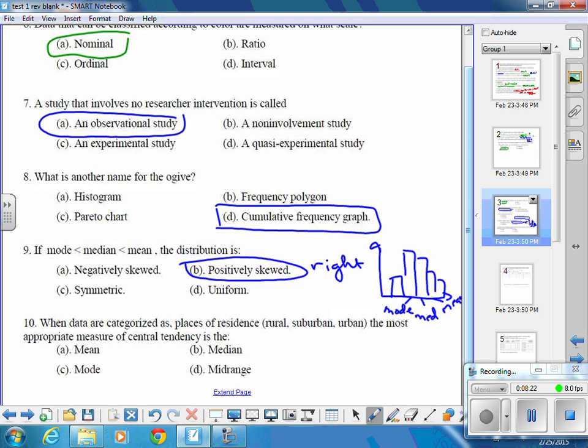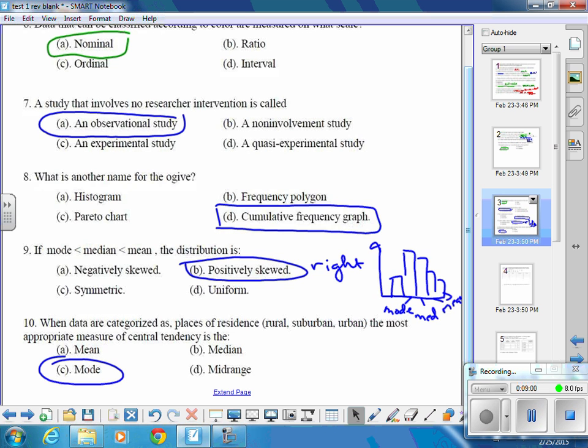The last one says, when data are categorized as places of residence, the most appropriate measure of central tendency is what? Well, here's the thing, rural, suburban, urban. There's no way to rank which one is better than the other. There's no way to really put a number on that. So things like median, which one's in the middle, that's not going to work. The mean's not going to help. Mid-range is not going to help. It's going to be mode. Mode is going to tell us the most popular answer. So the most popular answer is going to be the best way to figure out some parts of your data using central tendency, okay?